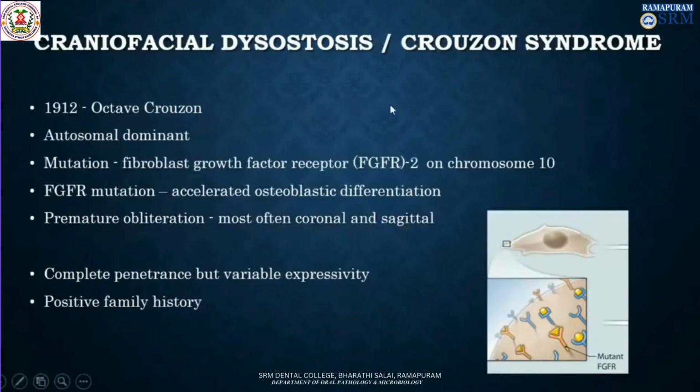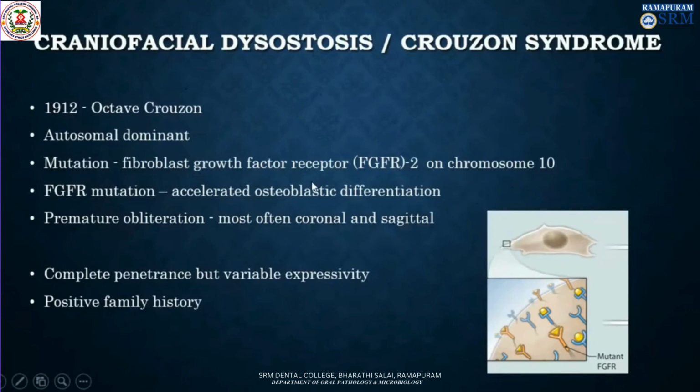Now we'll see only about Crouzon syndrome, which is called craniofacial dysostosis. The word itself says dysostosis, meaning there is abnormal development of bone, especially the craniofacial bones. It was described by Octave Crouzon in 1912, and hence it's called Crouzon syndrome. It's a genetic disease which is autosomal dominantly inherited. Here the mutation is present in the fibroblast growth factor receptor 2 gene, which is present on chromosome 10.